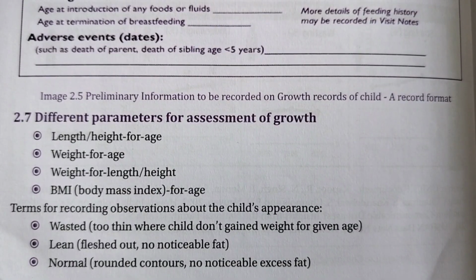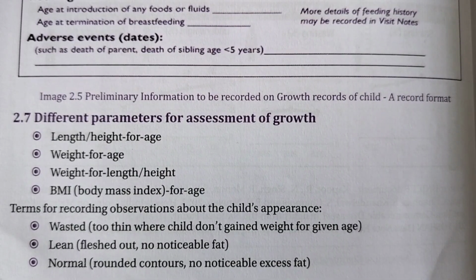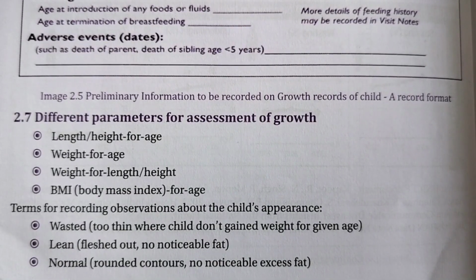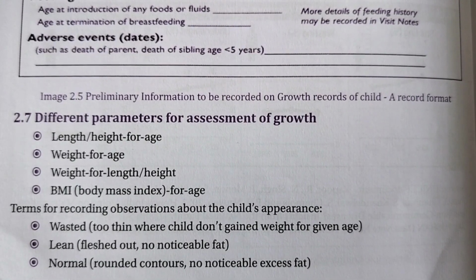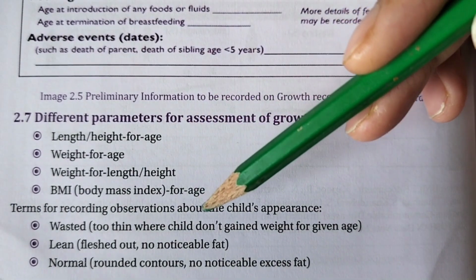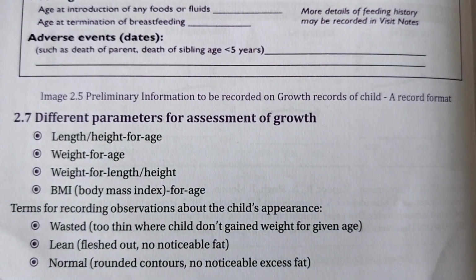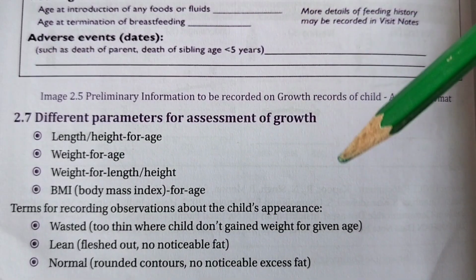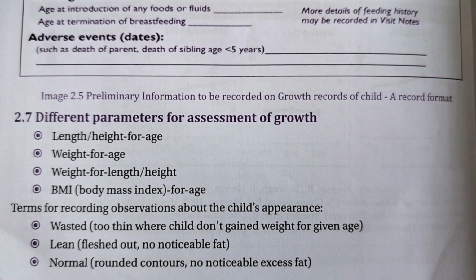For weight, in children less than 2 years unable to stand, recumbent length is noticeable. If a child is 2 years or older, standing height is measured; he has to stand, or has to be walking. These are the things we can consider for the assessment of growth, like height, weight, BMI, wasting, lean, normal, etc. These are the records we should maintain, or observe, for the assessment of growth, right?